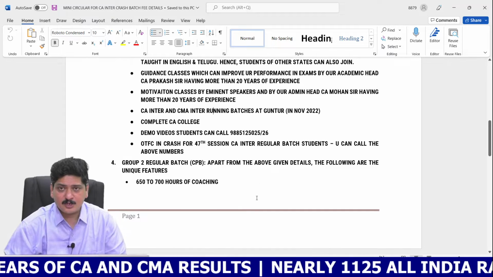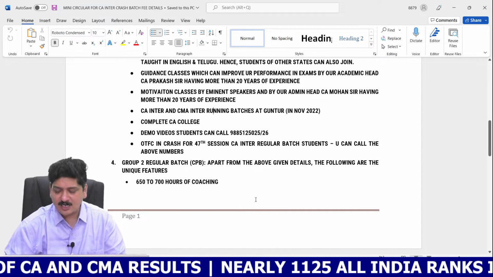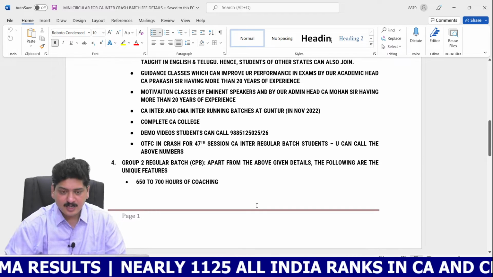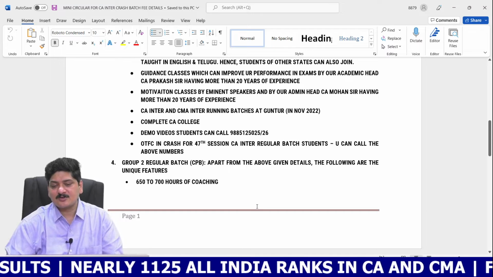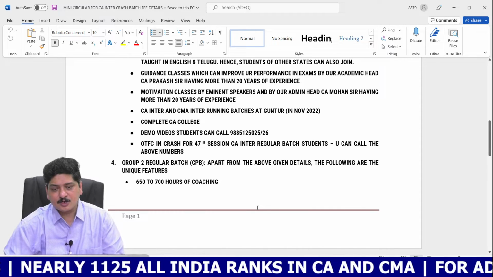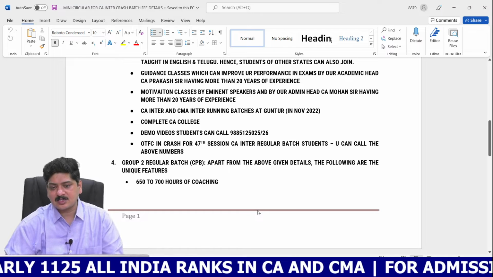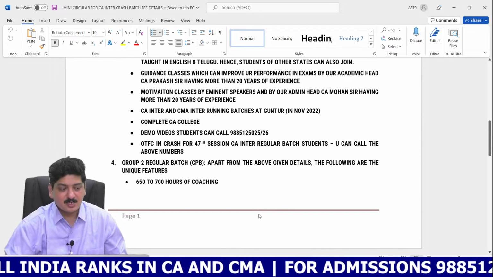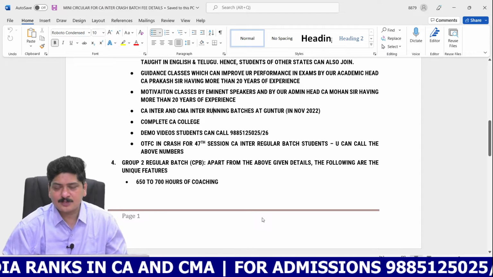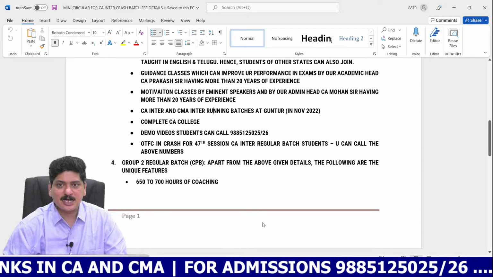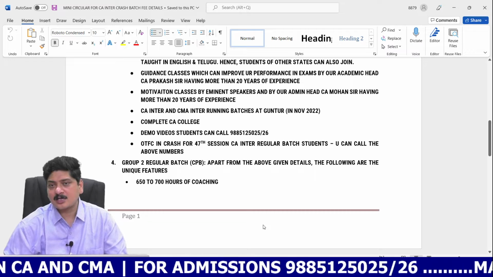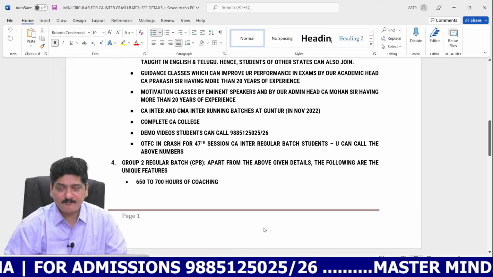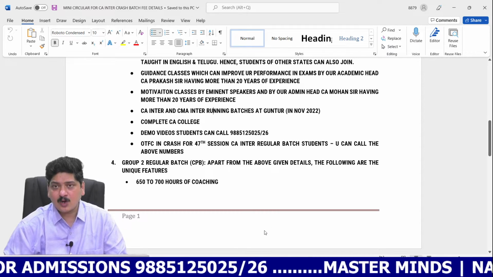And coming to the OTFC, one-time free coaching. My dear students, I'd like to tell you the details of this OTFC, one-time free coaching, for the CA Inter 47th session regular batch students of either Guntur or any of our branches. See, if you are from SSP1 or SSP2 or SSP3, SSP stands for single step program, then you are eligible for either group 1 or group 2 crash batch coaching free of cost. This is called one-time free coaching.